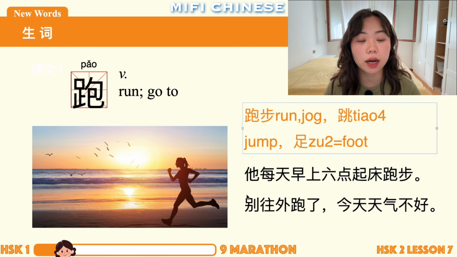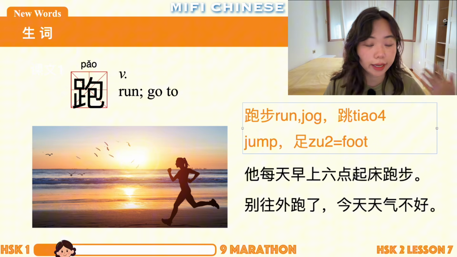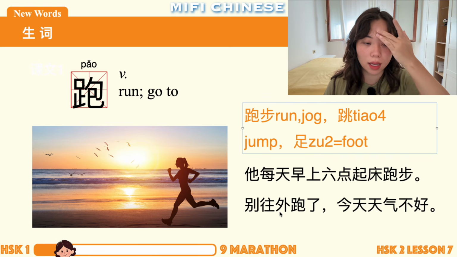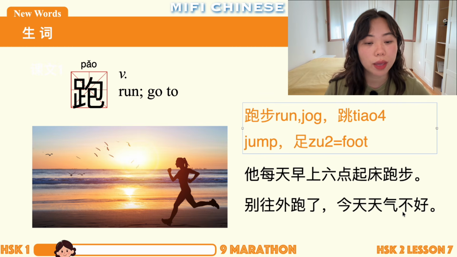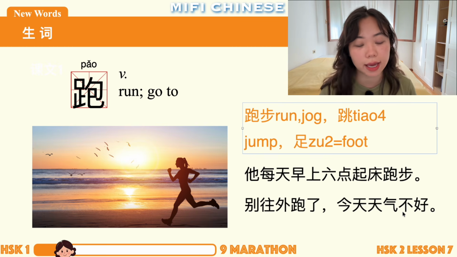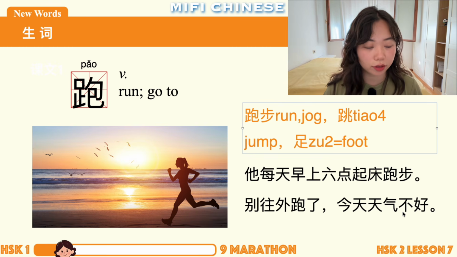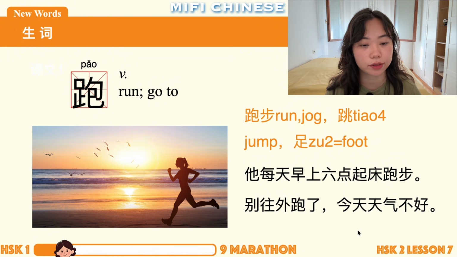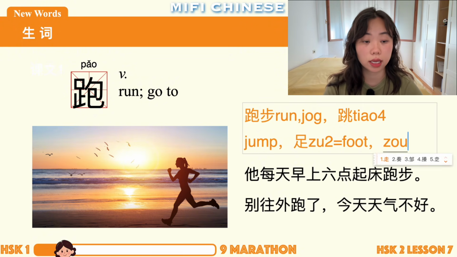他每天早上6点起床跑步. How do you understand this sentence? 起床 is what? 起床, get up from your bed, right? So he gets up every morning at 6 o'clock to run. And then 别往外跑了，今天天气不好。往外跑, what is 往外? We just saw it, right? 往外, so towards the outside. So here 别往外跑了, you can understand it like, don't go outside. Today the weather is not good. 跑. What about to walk? Can you remember what is to walk? It's 走.